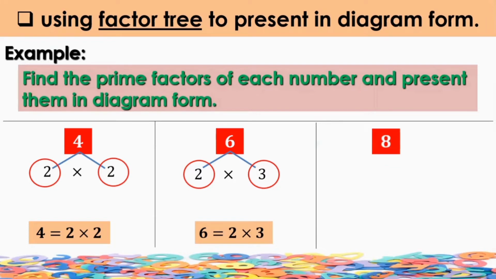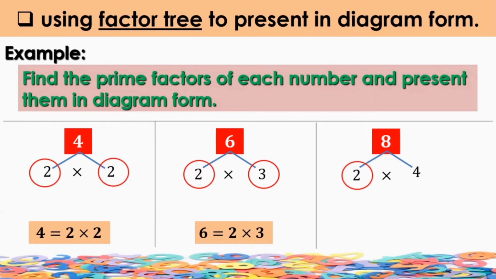For number 8, think of the smallest factor of 8 that is a prime number. The same as with 4 and 6, the smallest factor of 8 that is a prime is 2. So 2 times a number is equal to 8. What is that number? 4. As we can observe, we only have one prime number, which is 2, because 4 is a composite number.